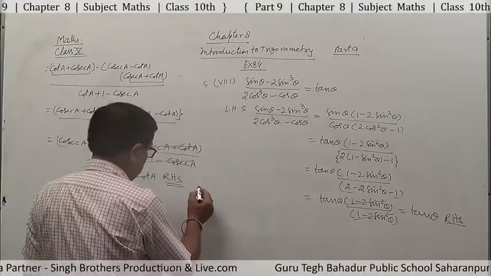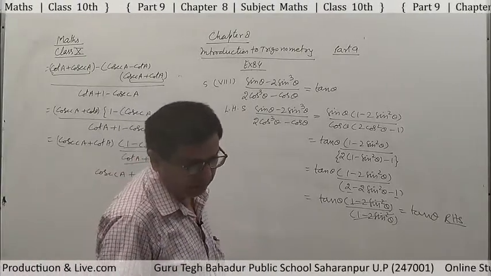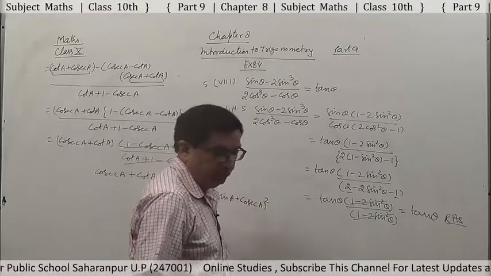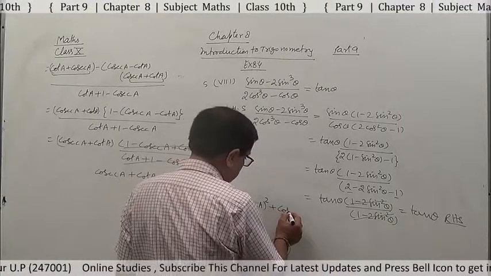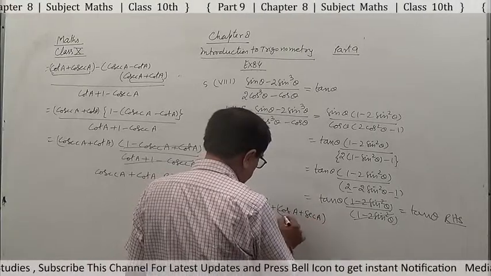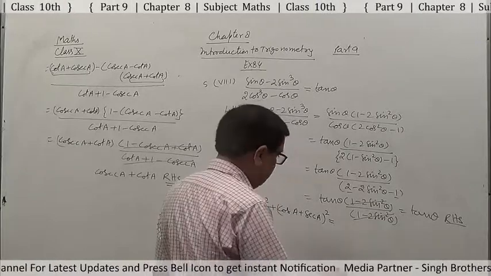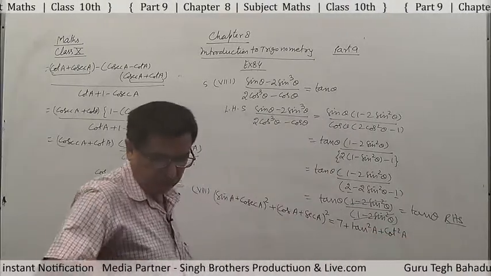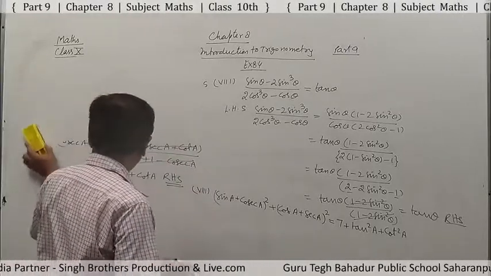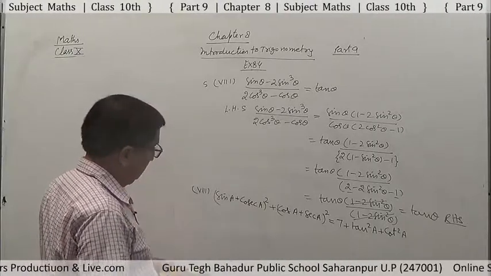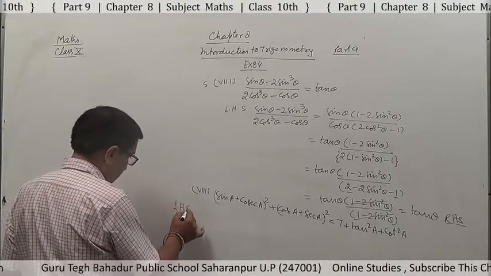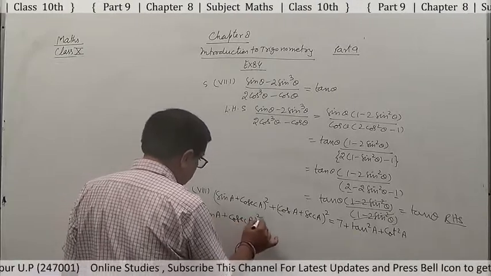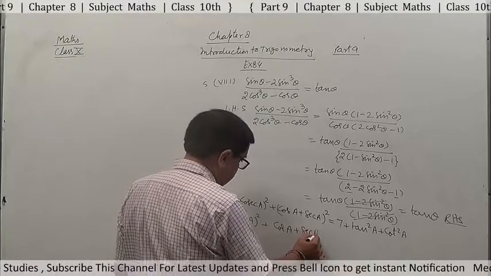Take eighth part of it. Sin A plus cosec A whole square plus cos A plus sec A whole square is equal to 7 plus tan square A plus cot square A. Left hand side: sin A plus cosec A whole square plus cos A plus sec A whole square.